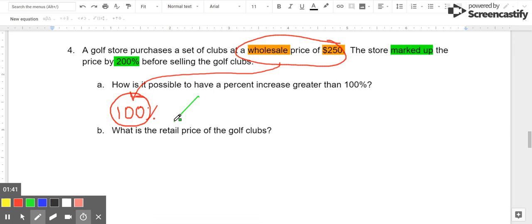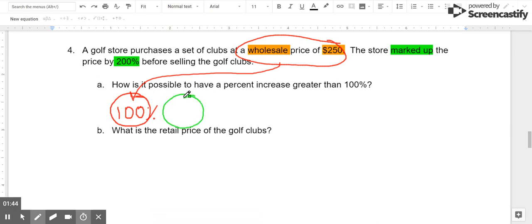So what they did was they marked up the price of the clubs by 200%. So here's 100%. It's another circle of the same size. It represents the whole. They actually marked up the price of the clubs by 200%. So visually, it's pretty easy to see that we can just take 250 times 3 to get to this answer. So the store sold the clubs for $750.